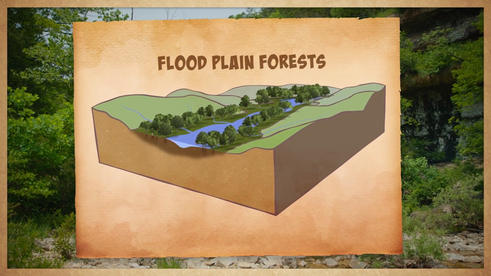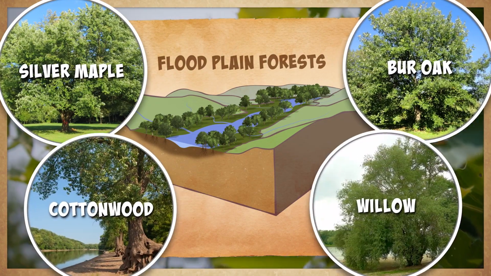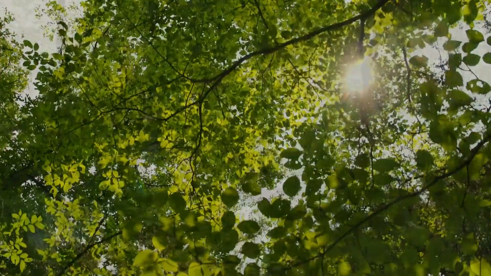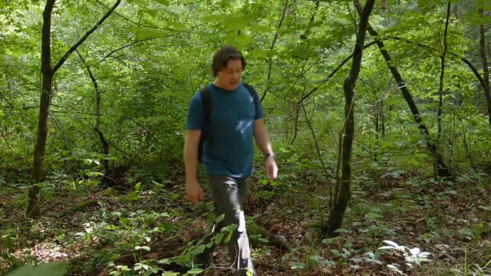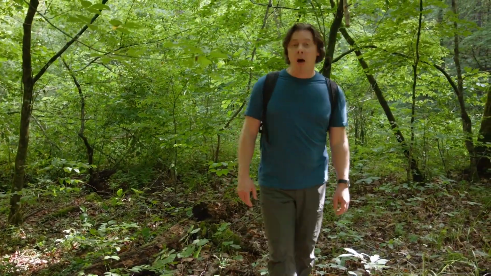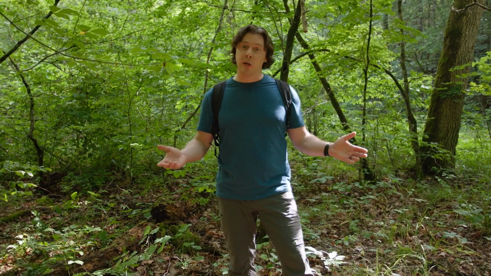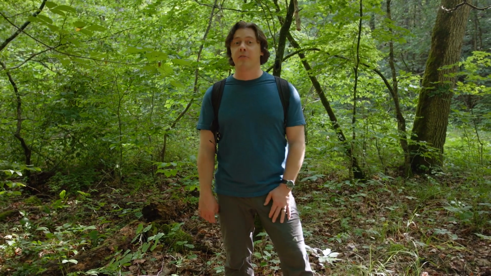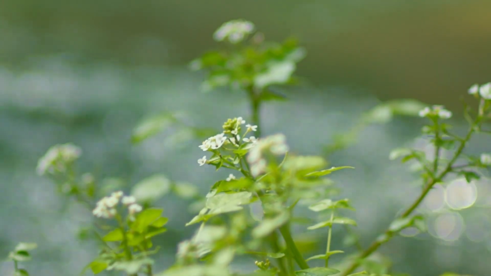Some of the main trees found here are silver maple, bur oak, cottonwood, and willow. With the regular flooding that happens, floodplain forests are in a constant state of change. Sometimes the ground feels dry. Other times it feels muddy and soggy. The trees and the plants and the creatures that live here are tolerant of things being wet. In fact, many of them do best when it is.